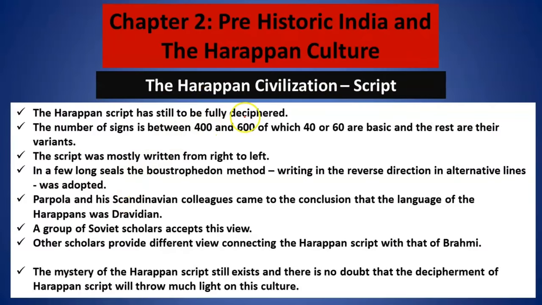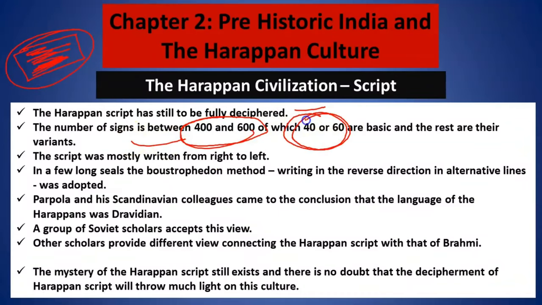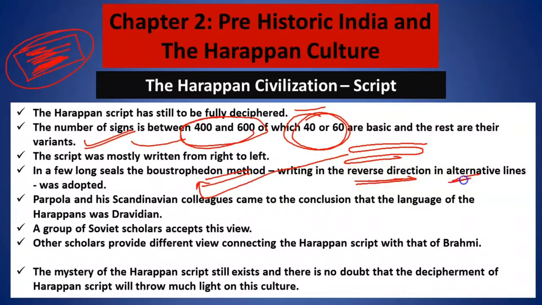If I talk about script, script means lipi, like when we write in Hindi or English. In the same way, they must also have been following a script. They had a script with 400 to 600 signs, out of which 40 to 60 were basic and the rest were variants. Mostly they wrote from right to left, then from left to right, and then right to left again. This is known as the Boustrophedon method, which means writing in reverse direction in alternate lines.